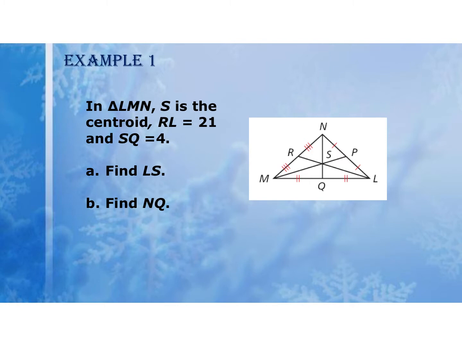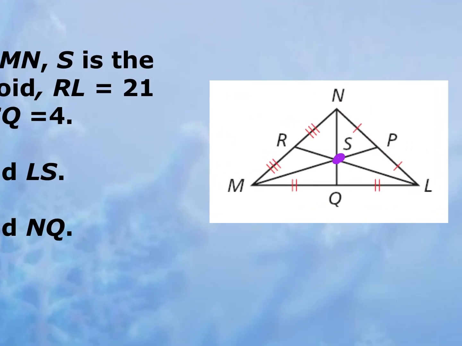So in triangle LMN, S is the centroid. So this is the point of concurrency of my three medians. Remember, from this centroid to the vertex, this little piece here is going to be 2/3 the length of MP. This would be 1/3. Over here for the L, from L to the purple point is 2/3, and then from the purple point to R would be the 1/3. And then same thing coming out of vertex N. This would be the 2/3 piece, and this is the 1/3 piece.